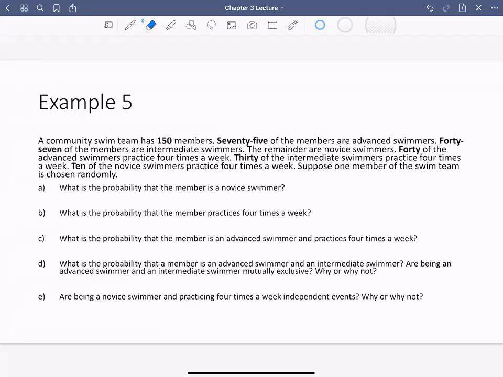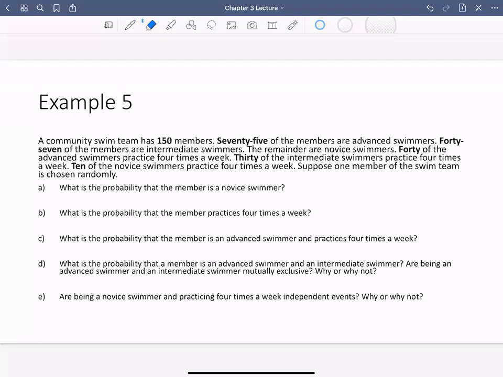All right, example 5. Example 5 says a community swim team has 150 members. 75 of the members are advanced swimmers. 47 of the members are intermediate swimmers. The remainder are novice swimmers. 40 of the advanced swimmers practice 4 times a week. 30 of the intermediate swimmers practice 4 times a week. And 10 of the novice swimmers practice 4 times a week. Suppose one member of the swim team is chosen randomly.